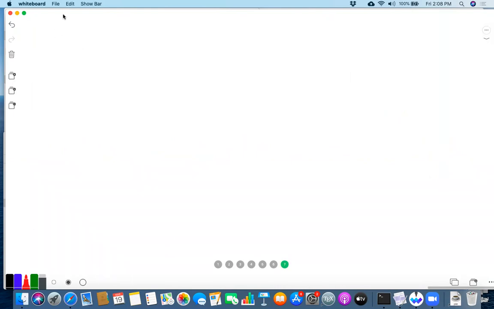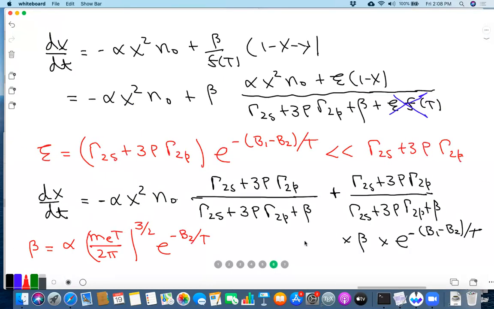Also, where did the linear in X term go? Linear in X term. Oh, 1 minus X. Yeah. Sorry. It should be multiplied by 1 minus X. Is this okay? Yeah. Okay.